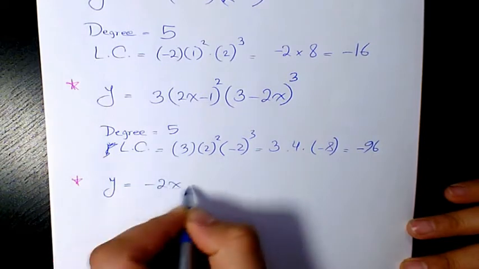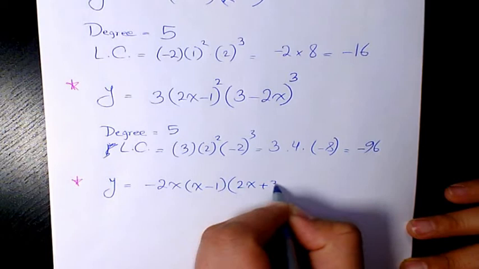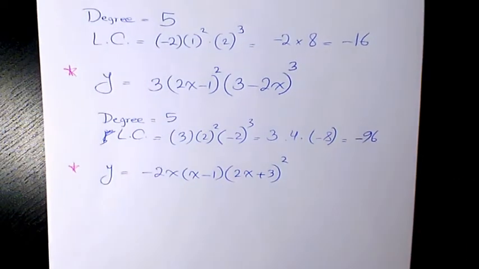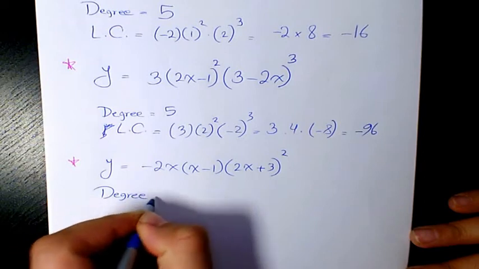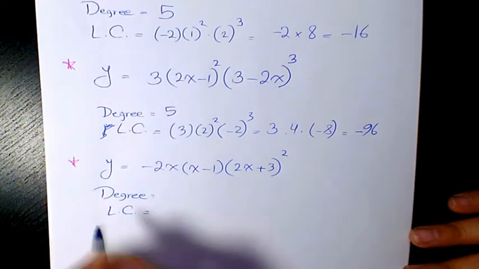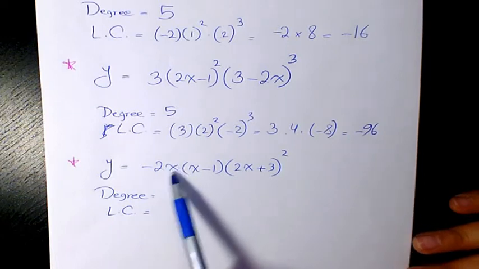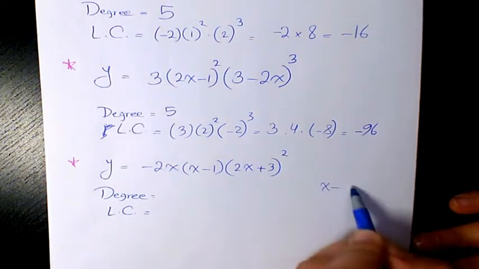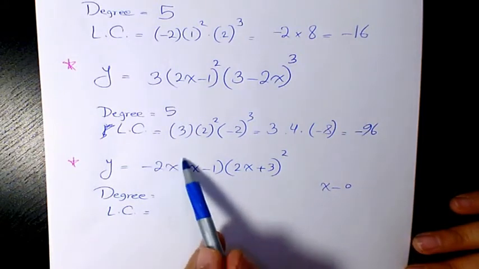Negative 2x, x minus 1, 2x plus 3 to the power of 2. Now somebody asks you what is going to be the degree of this function and what is the leading coefficient. The degree is going to be 1 in here, because when you have x, it's the same as x minus 0 or x plus 0.